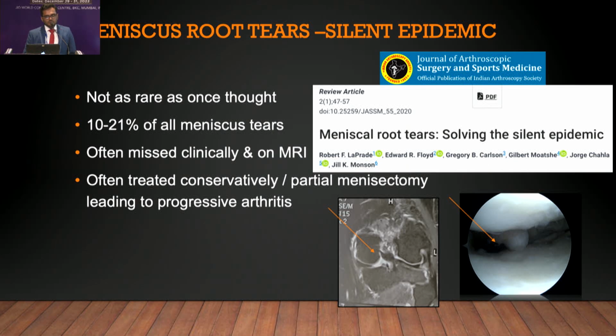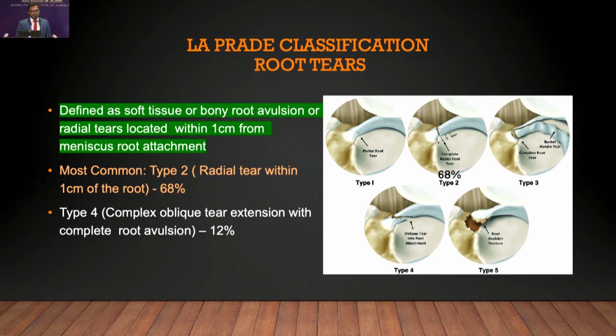So, meniscus root tear is a silent epidemic. It is not as rare as we once thought, and often these tears were treated conservatively or by partial meniscectomy, which eventually led to progressive arthritis. And 10 to 21% of all meniscus tears are meniscus root tears, and they are often missed in the clinic as well as on the MRI.